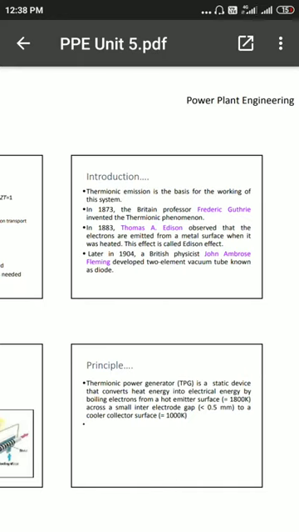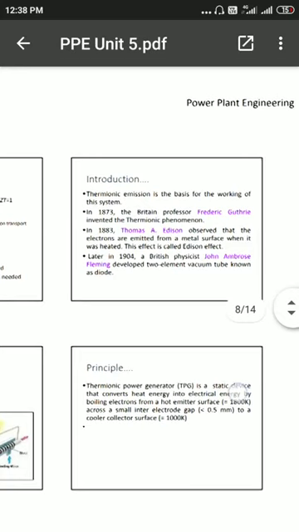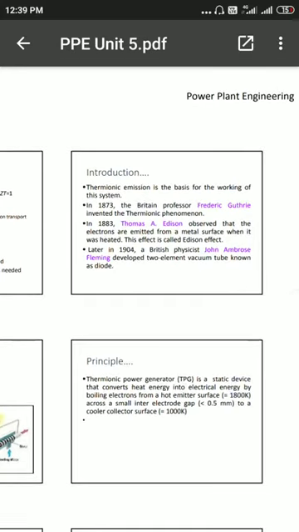Thermionic: the term therm is related to heat, that is, temperature, and ionic means the ion transfer, charge ion transfer. So this is basically dependent on the Edison effect. So what is the Edison effect?